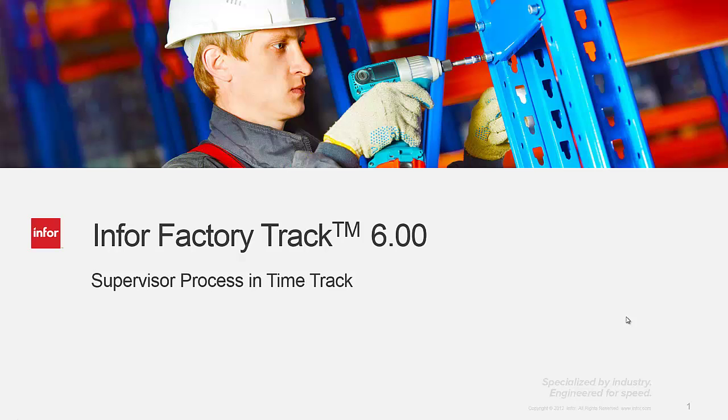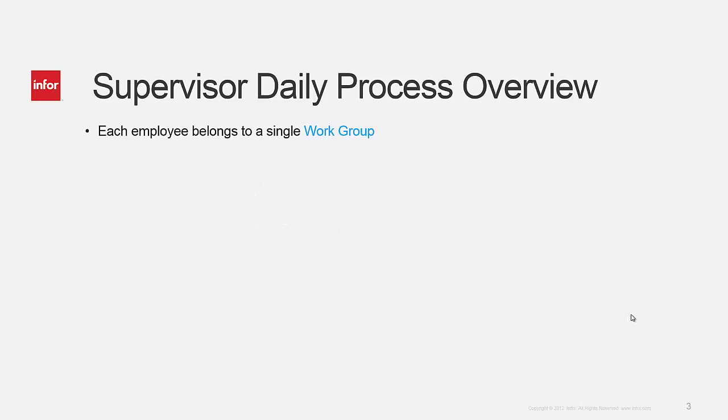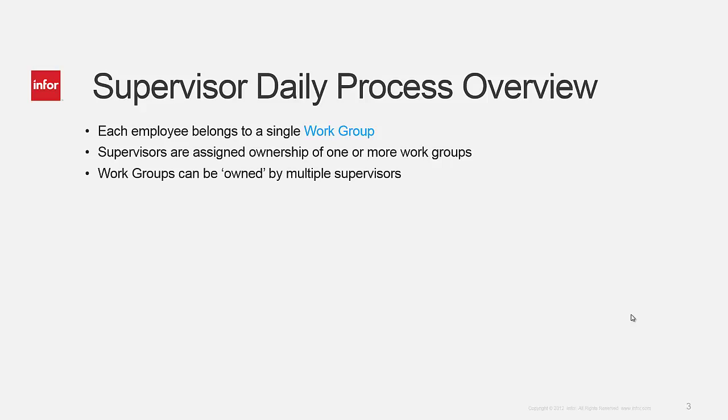Info Factory Track 6.0, Supervisor Processing in Time Track. Each employee belongs to a single work group. Supervisors are assigned ownership of one or more work groups. Work groups can be owned by multiple supervisors.